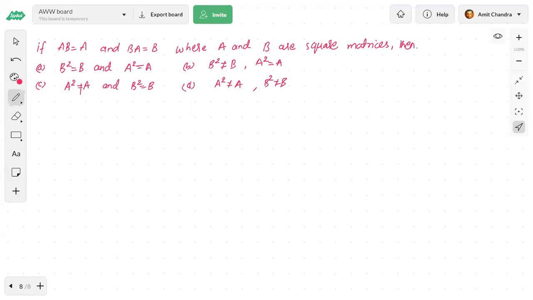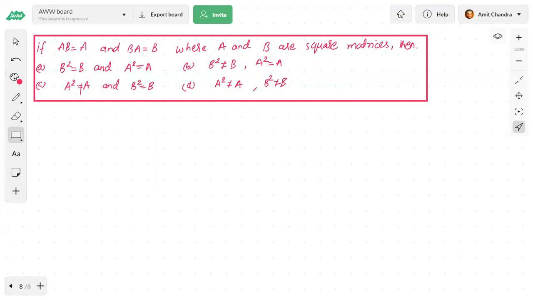Option A, yes. I think this is exactly similar to the previous one. Yes, everybody is getting A. You just have to show that A square is equals to A, same as the previous one. Very good. Write the next question.